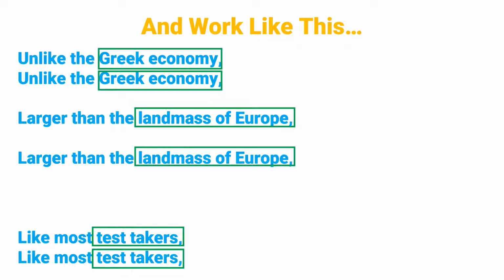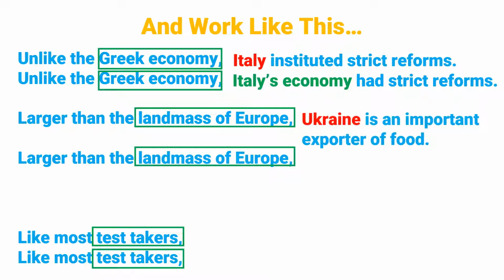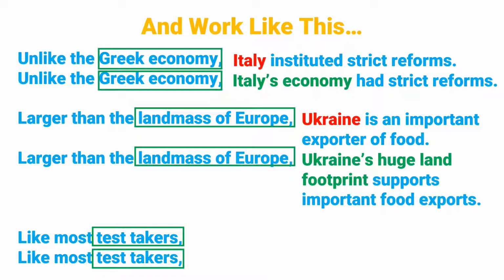For example, unlike the Greek economy, Italy instituted strict reforms. That's wrong, because we're comparing Greek economy to a country, Italy. Unlike the Greek economy, Italy's economy had strict reforms is correct, because we're comparing Greece's economy to Italy's economy. Similarly, larger than the landmass of Europe, Ukraine is an important exporter of food. That's wrong, because we're comparing the landmass to a country, Ukraine. Instead, it needs to be larger than the landmass of Europe, Ukraine's huge land footprint supports important food exports. Now we're comparing a landmass to a landmass.